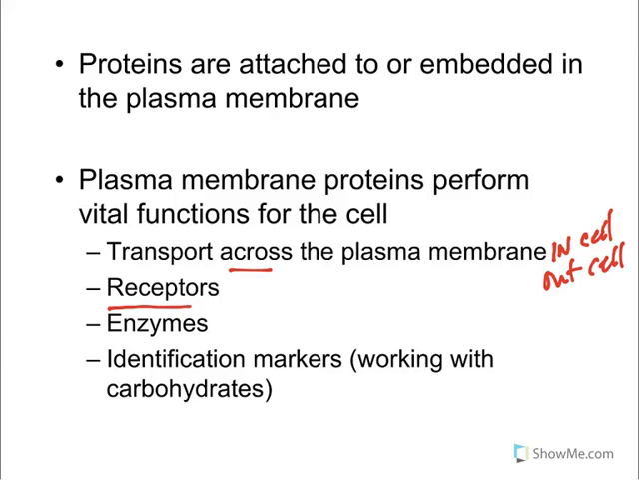We're going to have receptors there, right, that are going to help, and enzymes. Remember, we learned that enzymes are kind of like the lock on your door. You've got to have the right key to get in. And we're going to see that it also has some identification markers, right, to help let items know where they're going to go in and out of the cell.